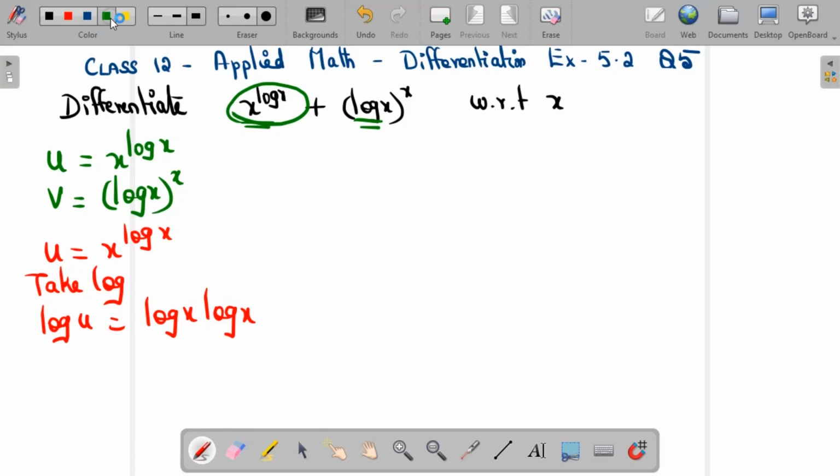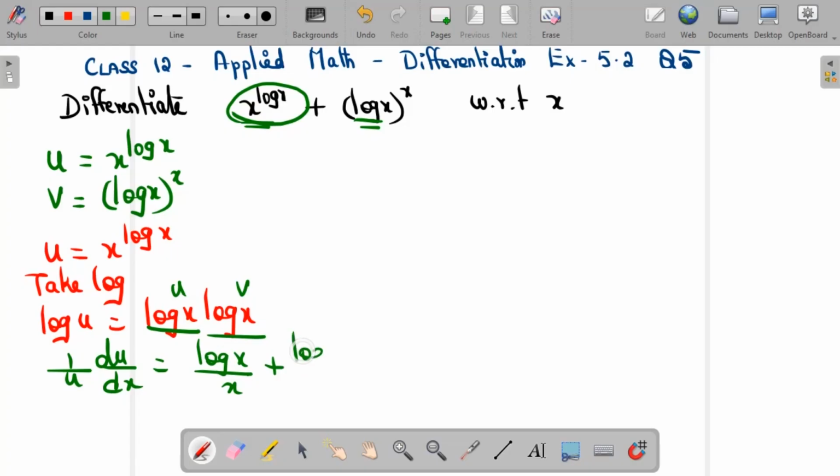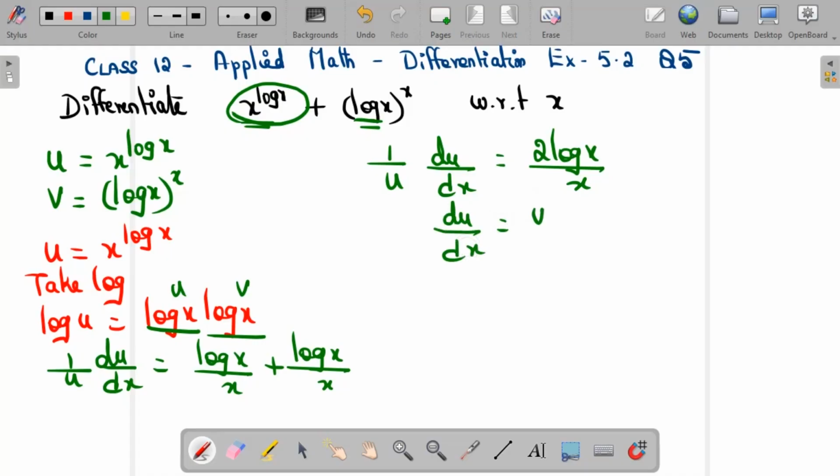Now let's do the differentiation. So this side it will become 1 by u du by dx is equal to, now u is log x and v is another log x. So u v dash, so log x into 1 by x, I'm writing it like this, plus v u dash. So again a log x by another x. So I can simplify this as 1 by u du by dx is equal to 2 log x by x. So du by dx is equal to u into 2 log x by x.